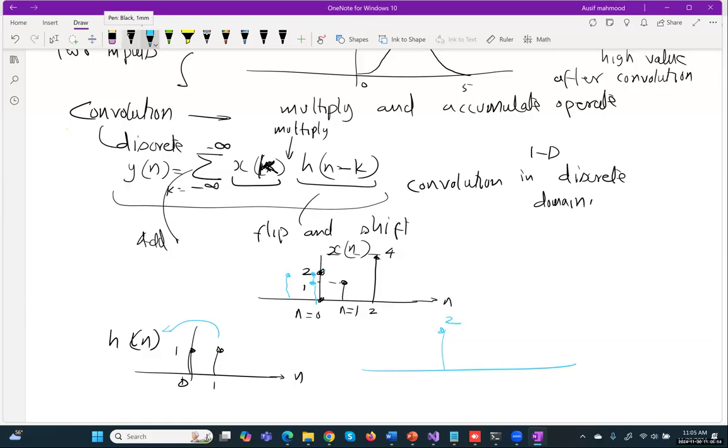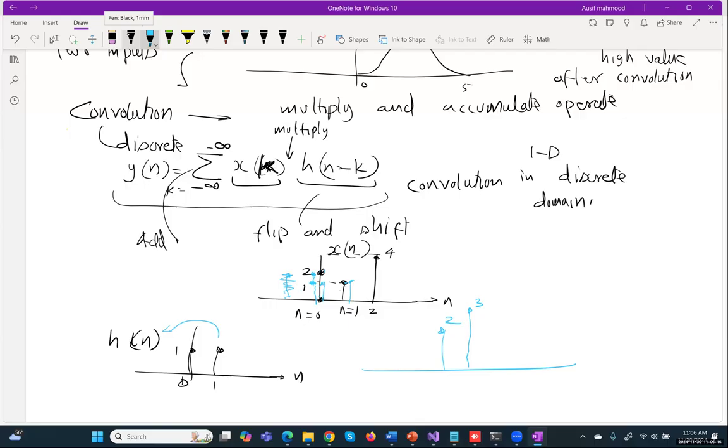Now I slide it 1 over here. So this comes over here, second part comes over here, right? At this point, what will be the answer? 1 times 1 plus 2 times 1, 3. So then it will produce an answer of 3, right?